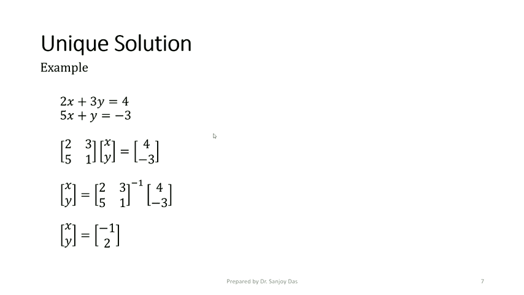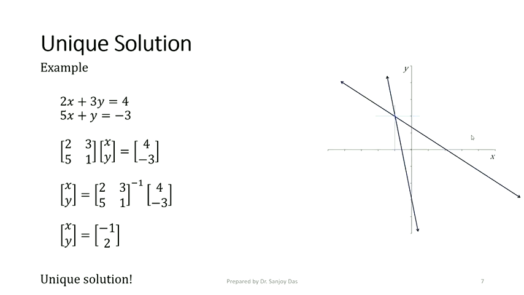Let's look at it graphically. It's a unique solution. There are no other solutions. This is twice x plus 3y equals 4, this line here. This is x and this is y. And the second equation here, 5x plus y is negative 3, is this one here. And the solution is where the two lines intersect, right here. That's negative 1 and 2. That's the unique solution because that's the only place where two lines can intersect.